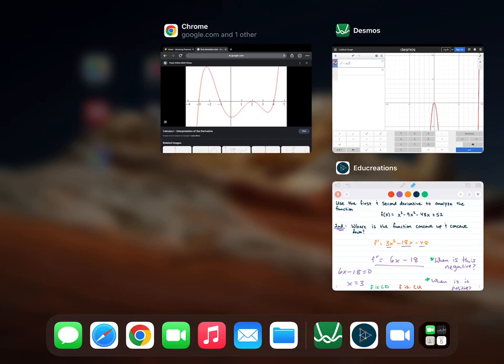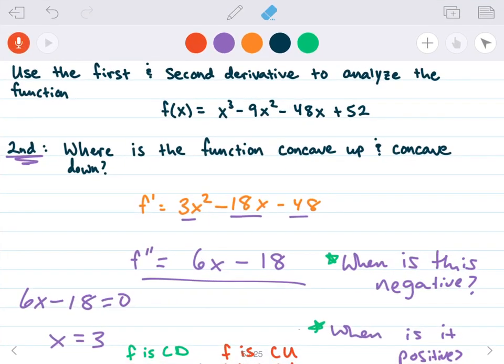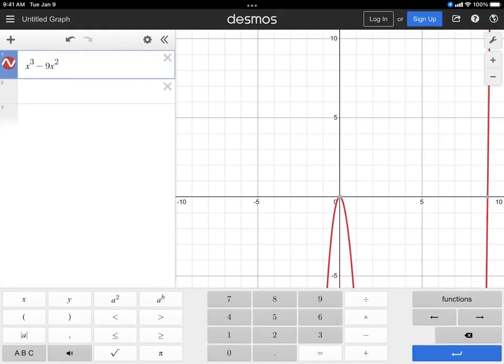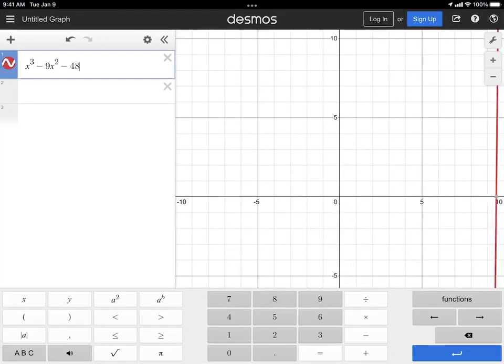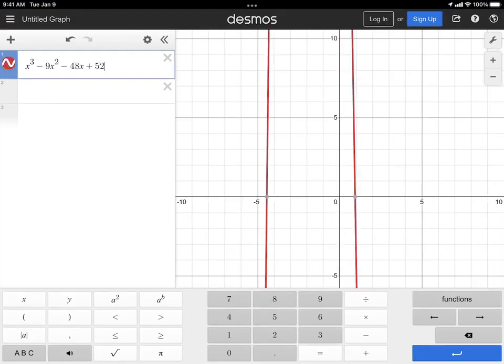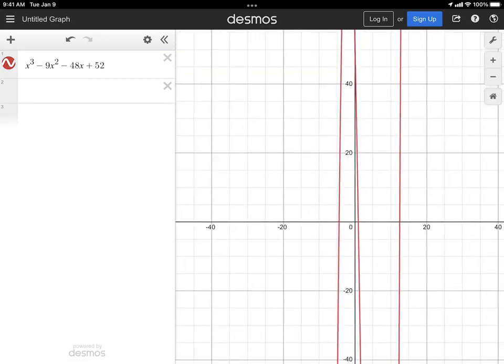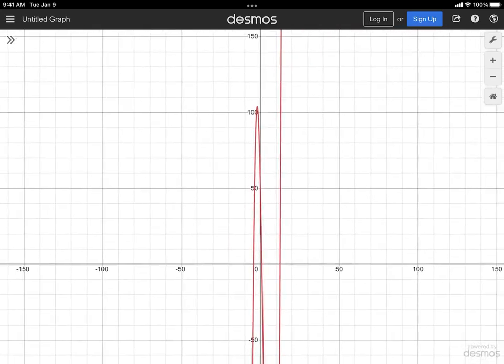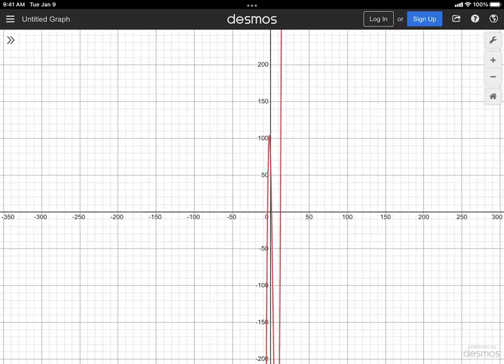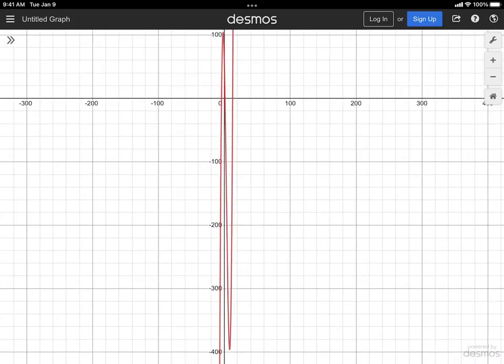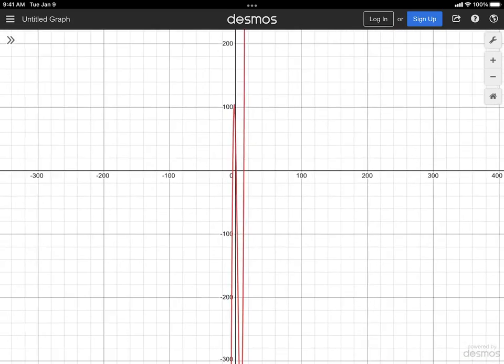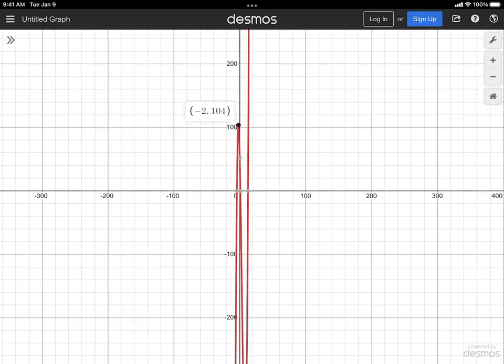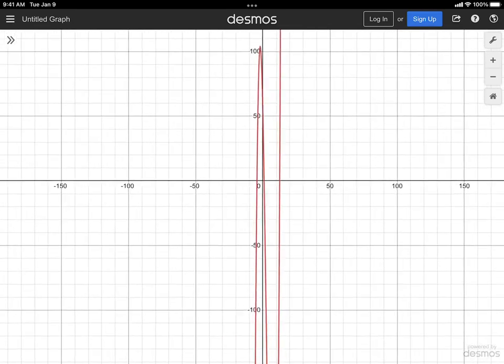Oops. Sorry, guys. Minus 9x squared minus 48x plus 52. Plus 52. All right, let's zoom out just a little bit. Here's our function. Yeah, so it looks like it is concave down.